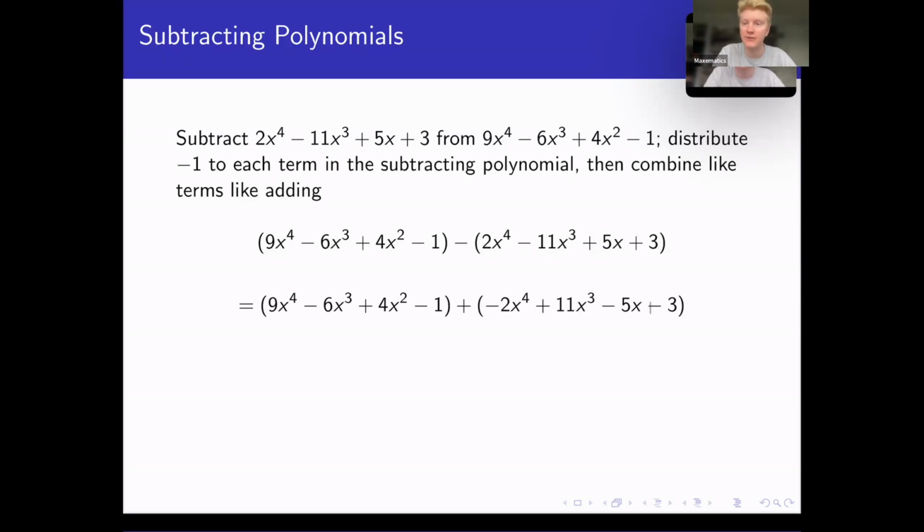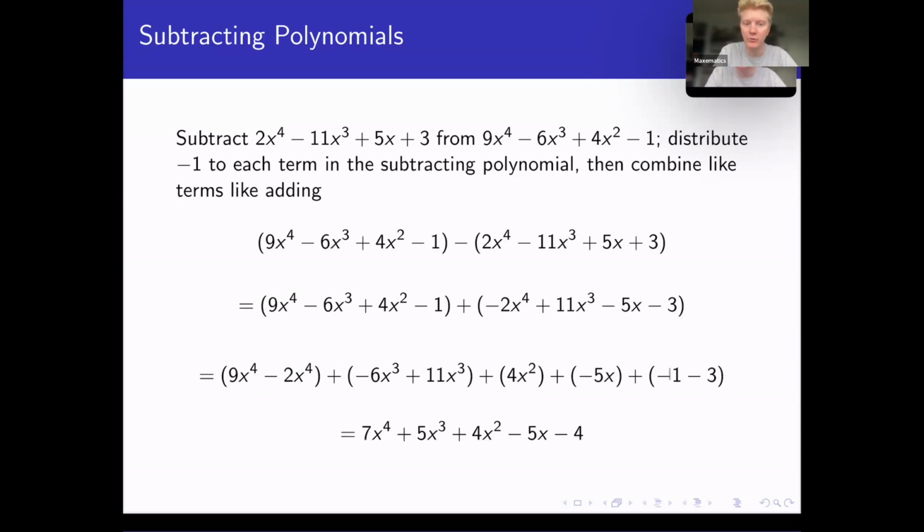It just means negative 5x isn't going to change. Negative 1 minus 3. All right. 7x to the fourth. Negative, this will be 5x cubed. 4x squared is itself. Negative 5x is itself. And negative 4. Not too shabby.